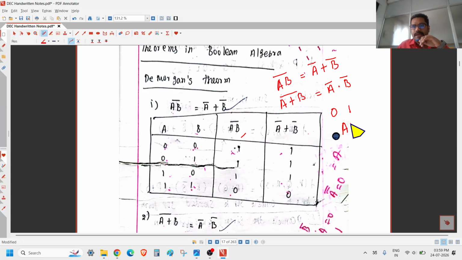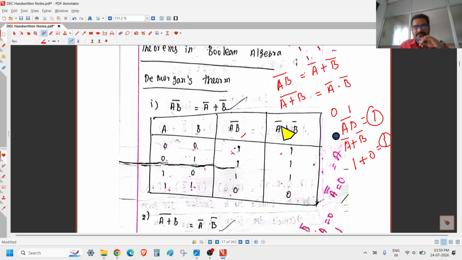So actually (AB) the whole bar is equal to what? Very simple. 0 into 1 is equal to 0, bar is equal to 1. So that means (A into B) the whole bar is equal to 1. Now A bar plus B bar is equal to what? Very simple. A bar is equal to 1 and B bar is equal to 0. So 1 plus 0 is equal to 1. So both are same. So that means the De Morgan theorem is proved.